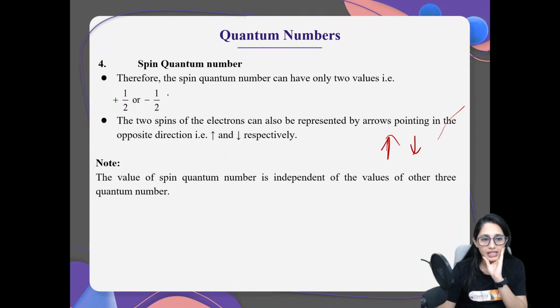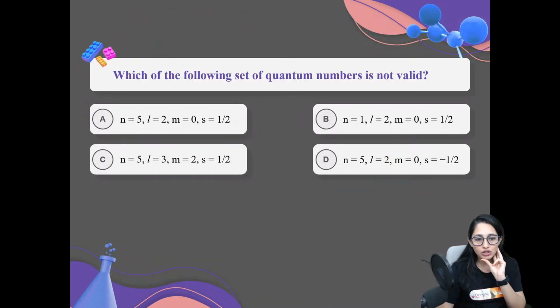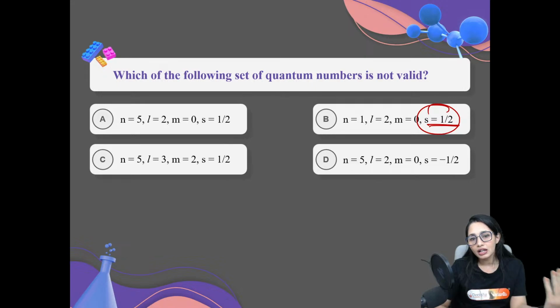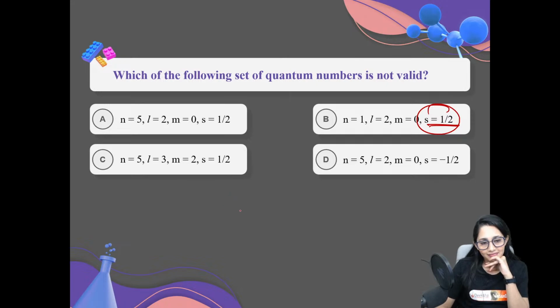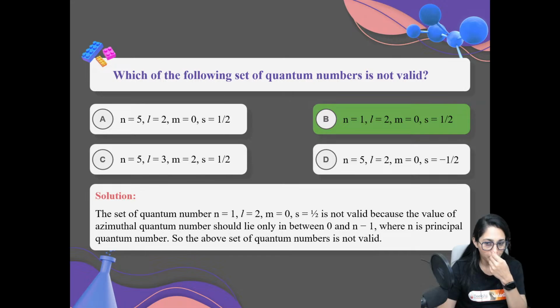Next, which of the following sets of quantum numbers is not valid? N is equal to 5, L is equal to 2, M is equal to 0, S is equal to half. You don't have to consider the spin quantum number because it is independent of the other quantum numbers. But what about the others? Give me the answer. N is equal to 5, so L can go up to N minus 1, so it can be 4. Give me the answer. It's option B.